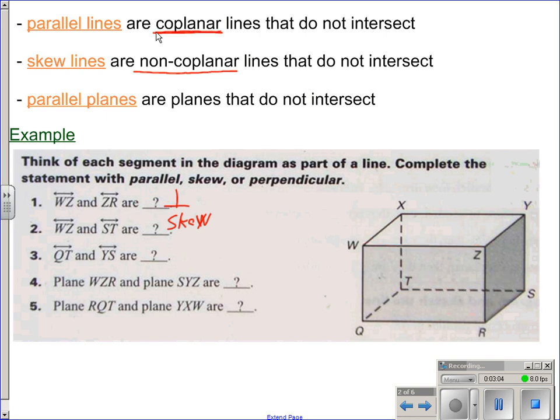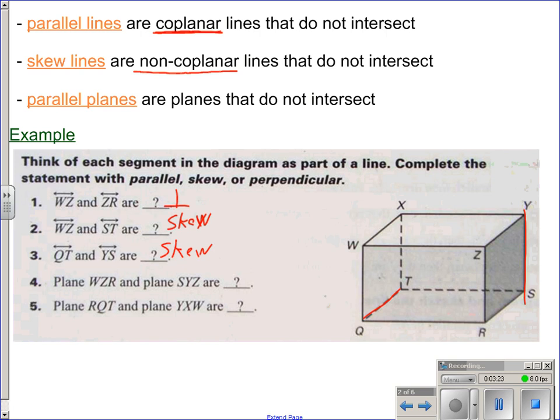All right, line QT and YS. Oh, line QT, you're so tiny, little cute line QT. YS is over here. Again, they do not cross, but they're not on the same plane. So, skew.